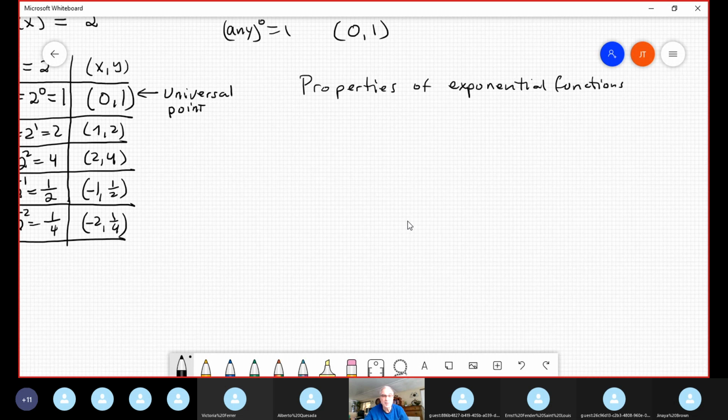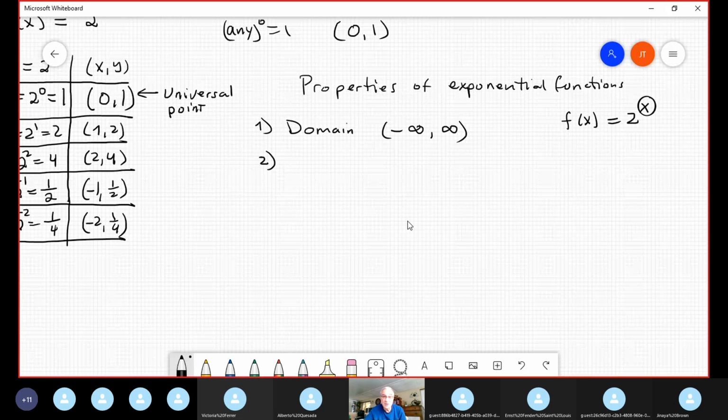Okay, the first property is number 1, domain. Domain is all real numbers because we have no restriction. Look, my function is f of x equals 2 to the x. We plug in here any number, positive, negative, 0, no restriction. We never have an error because we have no division by 0, we have no square root. The domain is all real.